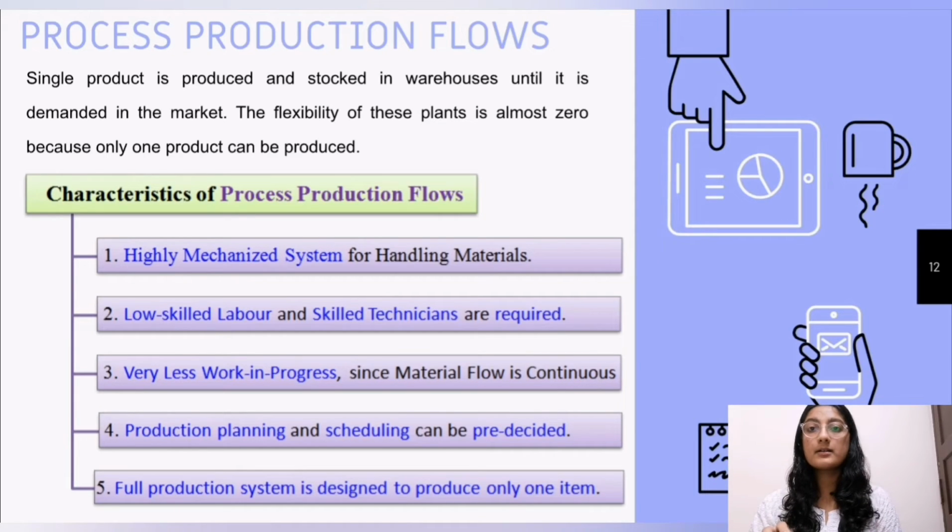Both types are required, and there is very little work in progress because the material flow is continuous, and the production flow can also be decided well in advance. So that's all about types of production system. Now I will be explaining computer integrated manufacturing.